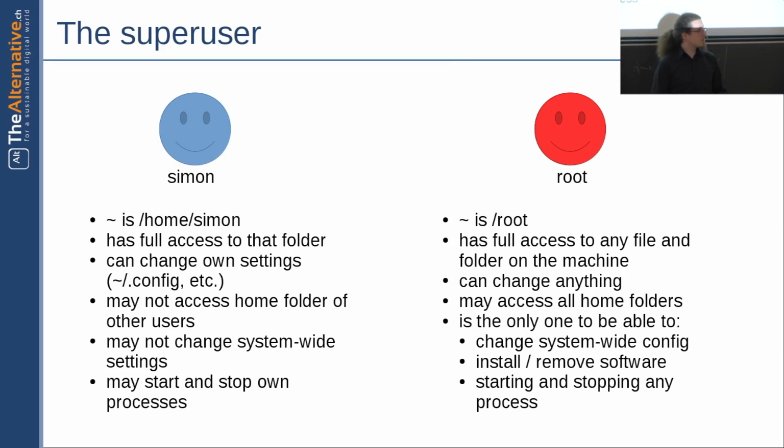In contrast to yourself, you only have access to stuff inside your own home directory. You can only change configuration that is in your home directory. You can see, but you can't access files of other users. Sometimes you even can't see files of other users. You can't change system-wide behavior. For example, you can't change, say, the time server where your system gets its system time from. That's something that's reserved for the root user.